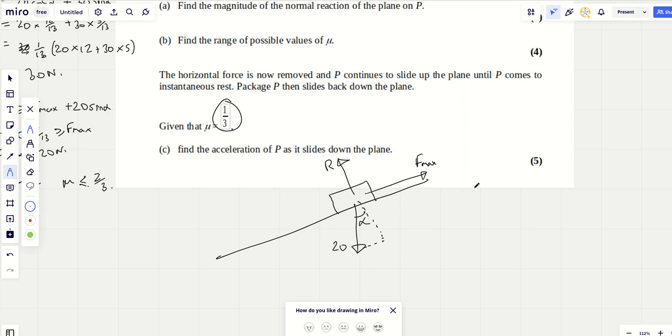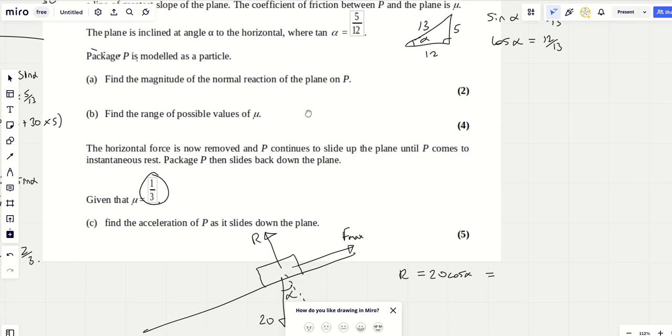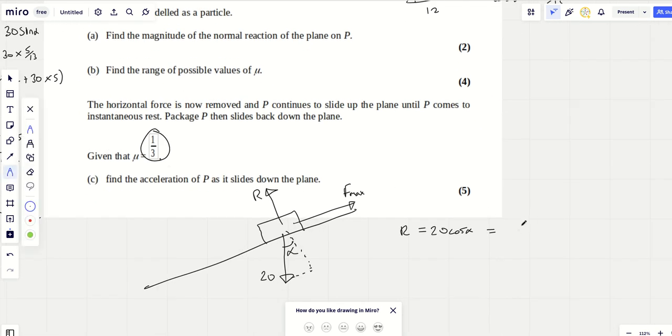Okay, so what have we got here? We're going to have to say, well, firstly, R is 20 cos alpha. There's no other forces involved now. Yeah, that's great because we know cos alpha. I think cos alpha was 12/13. Yeah, there we go. So 240/13 because it's 20 times 12/13. Okay, right. That's R.